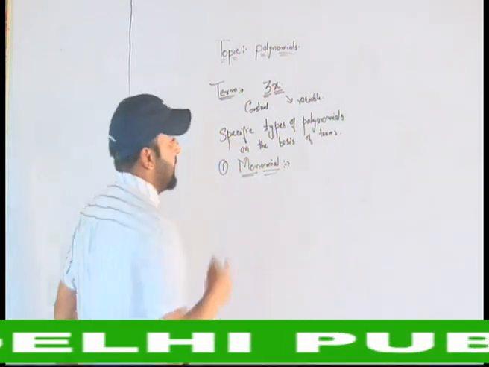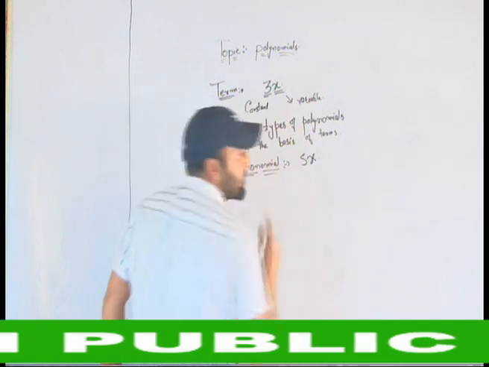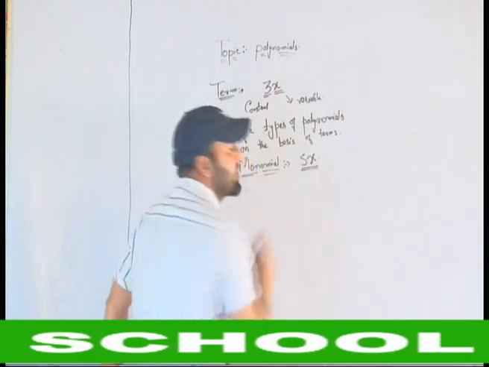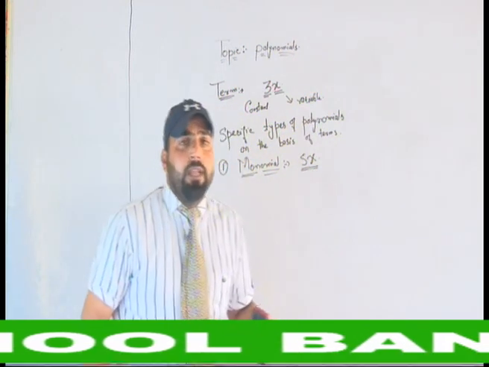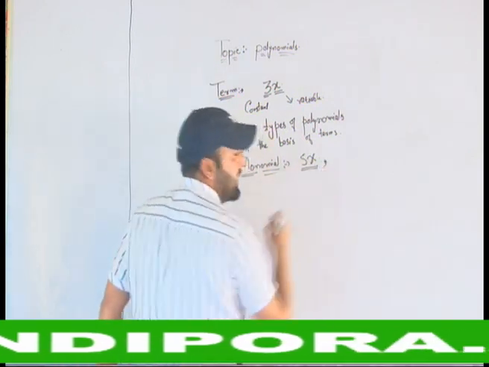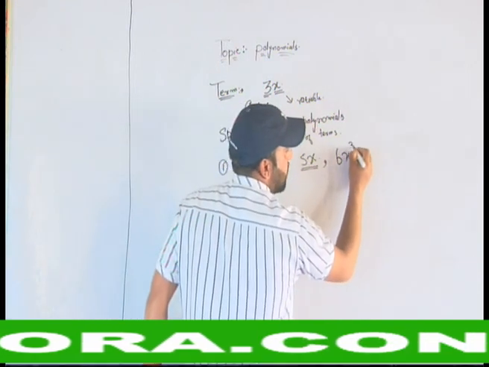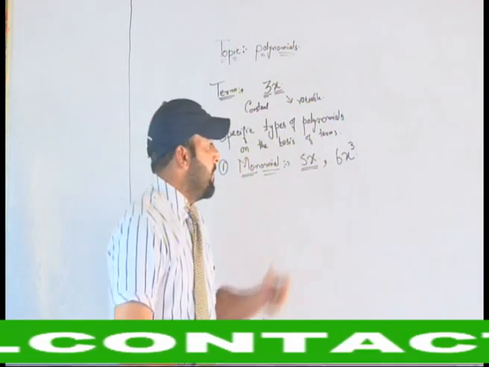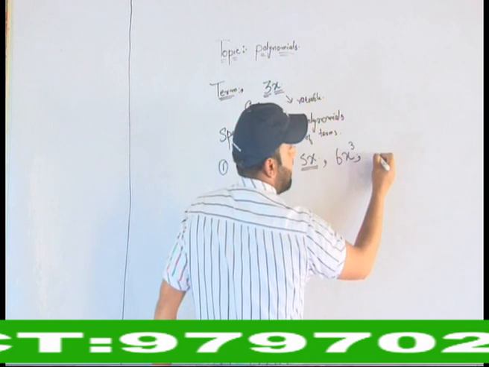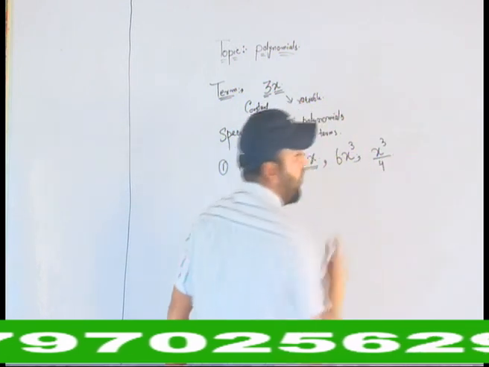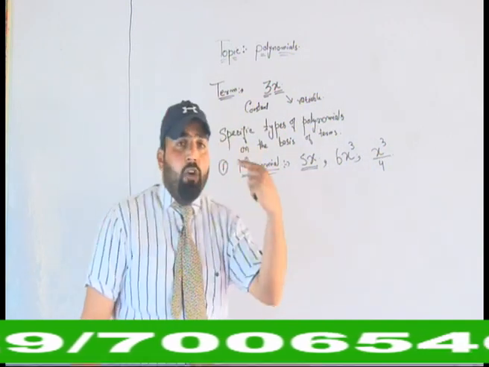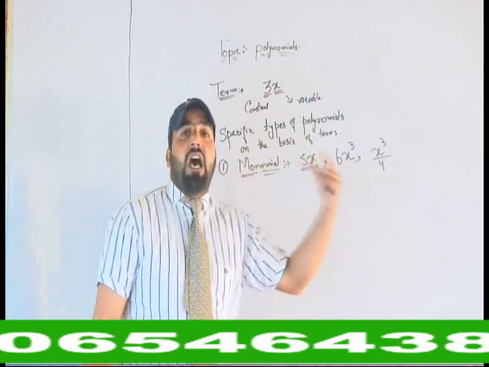For example, if we take 5x, here 5 and x are multiplied, but this is only a single term. As I have already told you, terms are separated by addition and subtraction. Another example is 6x cubed. This is also a monomial because this is only one term. Another example is x cubed by 4. This is also a monomial because it is only one term. So the monomial is the polynomial which contains only one term.